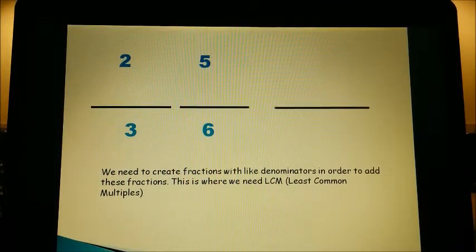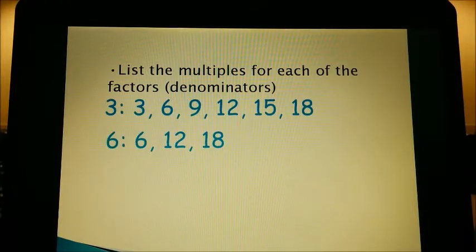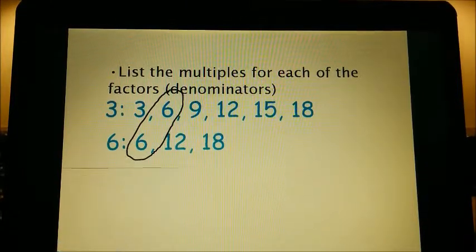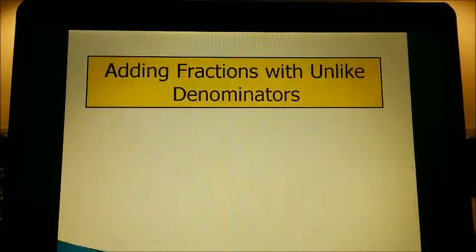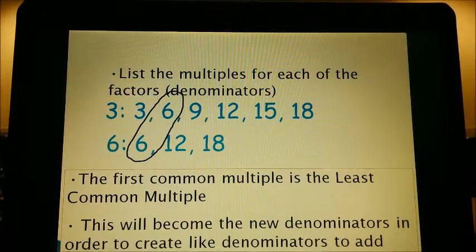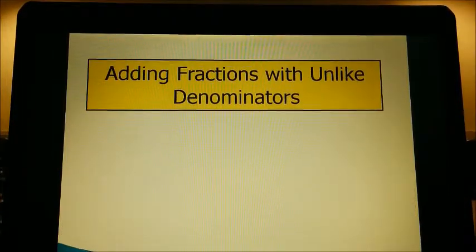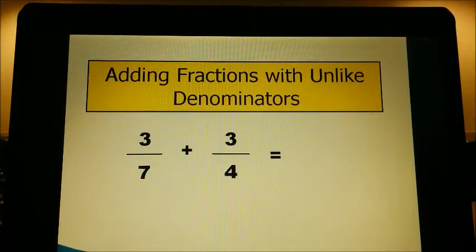For example, another example, 2 over 3, list the multiples of each factor, 3 and 6, we will skip this part. And what about adding fractions? Adding fractions with unlike denominators.